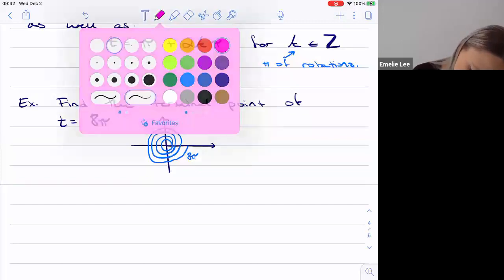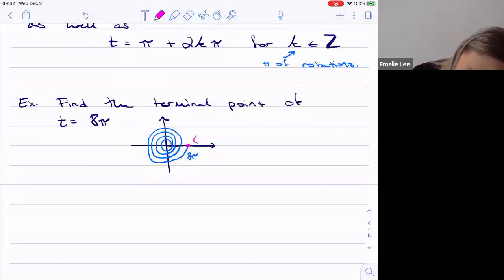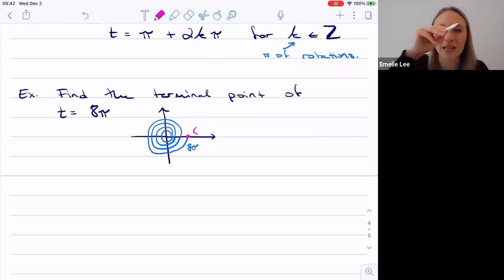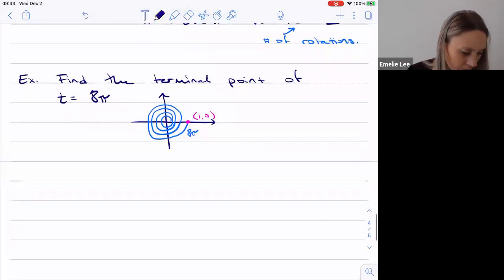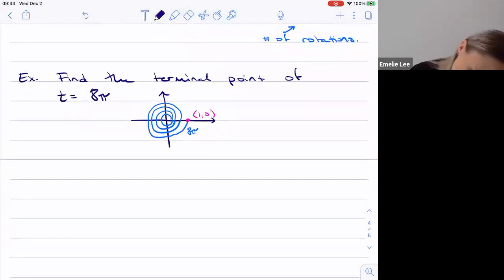So here, even though I draw my angles inside each other, we're still just moving around the unit circle. I'm just trying to show how many times I've moved around the circle, right? So this point is at 1, 0. Therefore, the terminal point is at 1, 0.